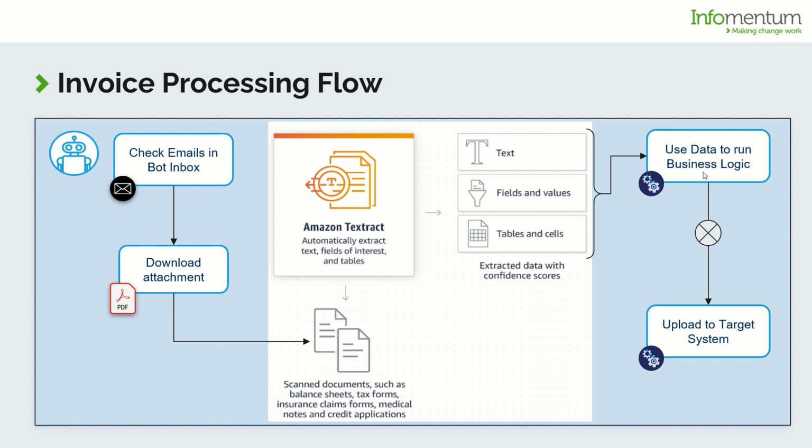Basically, we can perform three-way comparisons of invoice versus POs versus delivery documents, or you can run other logic like, depending on the invoice amount, it can be sent to multiple levels of approvals and so on. And finally, the data is uploaded into any target system. In our use case, I'm going to show you how the bot loads this information into an application called Xero.